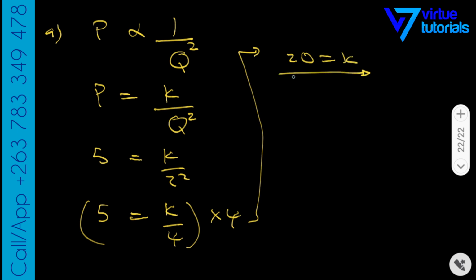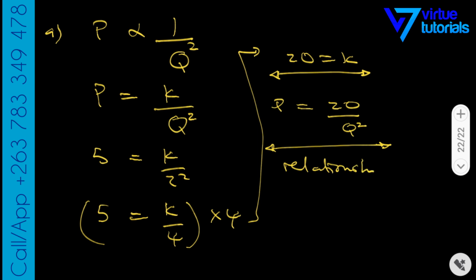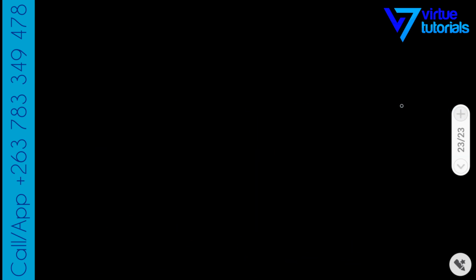So we've now found our actual value of K. Once we know our actual value of K, we substitute it there. P is equal to 20 over Q squared. Oh, sorry, that's a subscript. I want a power. So that is our relationship. P is equal to 20 over Q squared. And then this relationship is useful when dealing with the questions that follow. So we quote it, right?